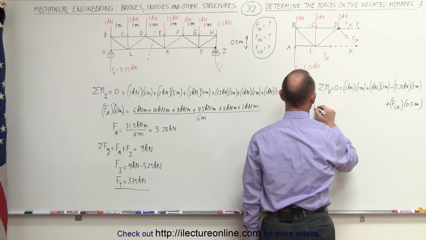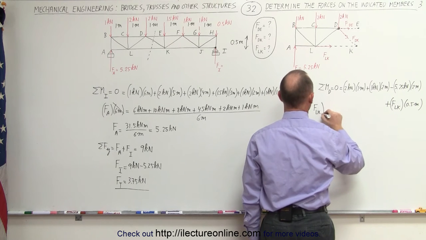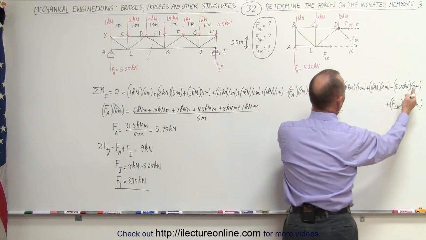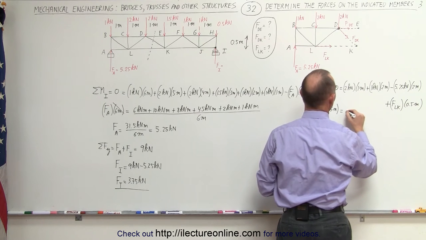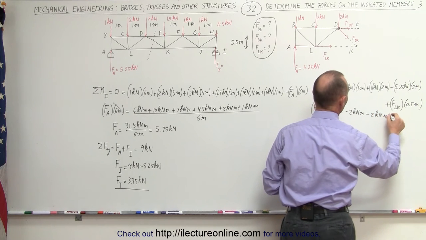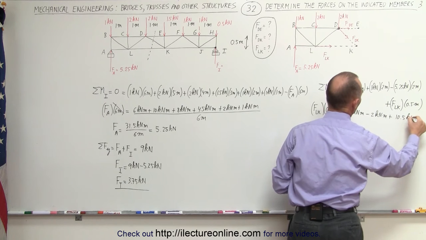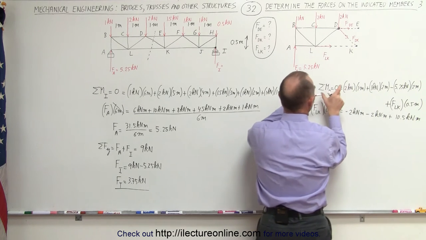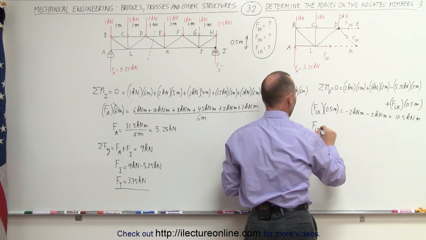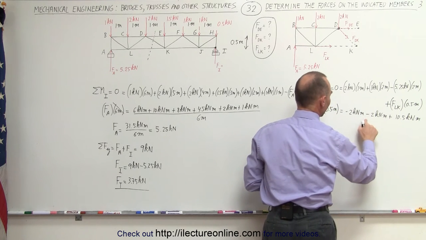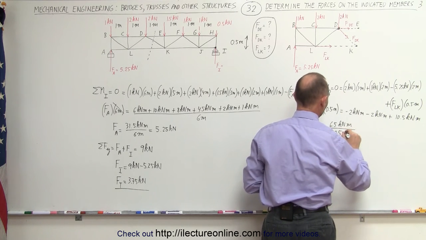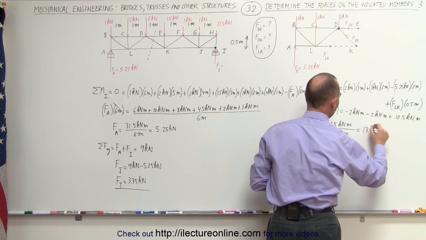keep this on one side, so I have FLK multiplied times 0.5 meters is equal to. So what I did was, I'm now moving all this to the other side, this becomes negative, that's minus 2 kilonewton meters, minus 2 kilonewton meters, and plus 10.5 kilonewton meters. Remember, I moved everything over to the other side of the equal sign, so those all change signs. And then finally, FLK is equal to 10.5 minus 4, that's 6.5 kilonewton meters, divided by 0.5 meters, would give me 13 kilonewtons.